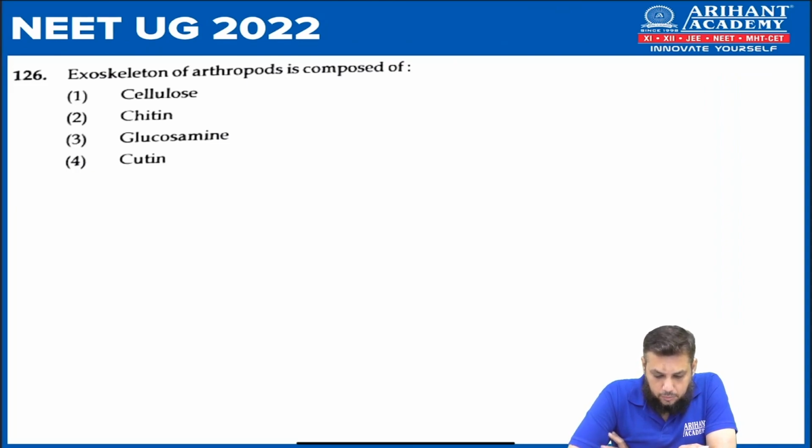126, exoskeletons of arthropods is composed of. It's a direct answer. We know it is composed of chitin, and chitin is made up of NAM and NAG, N-acetyl glucosamine, N-acetyl muramic acid.